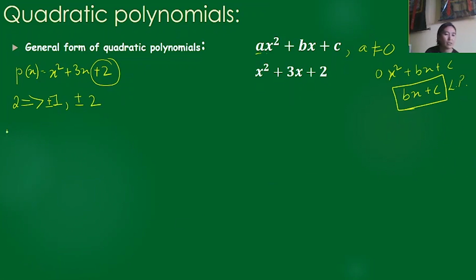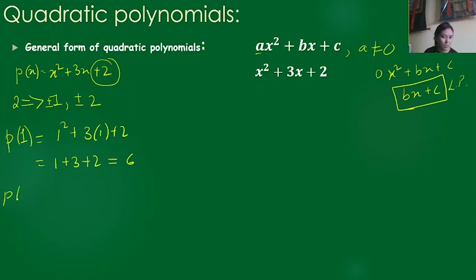Let's take p of 1. If you put x equal to 1, let's see what the value of the given polynomial is. That is 1 square plus 3 into 1 plus 2, which is equal to 1 plus 3 plus 2. Obviously it is not equal to 0. 3 plus 1 is 4 and 4 plus 2 is 6.